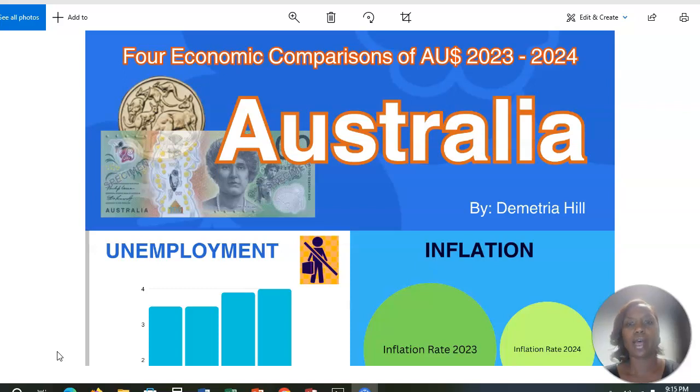So in this video, I will talk about my infograph, and the country that I selected is Australia. The reason why I selected Australia is I did a quick view of a world map, and Australia stood out to me right away.